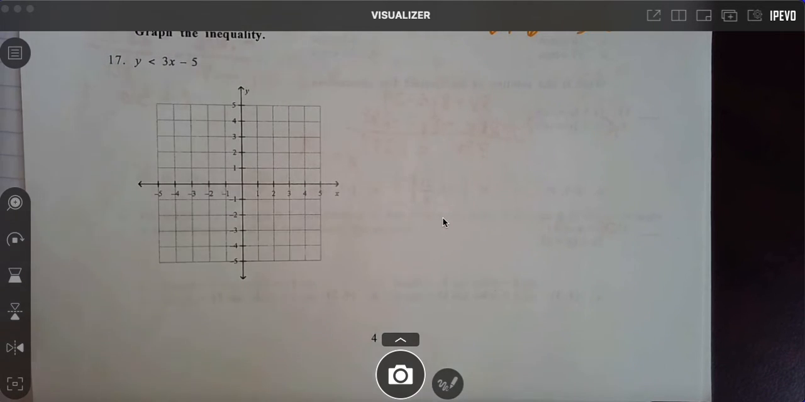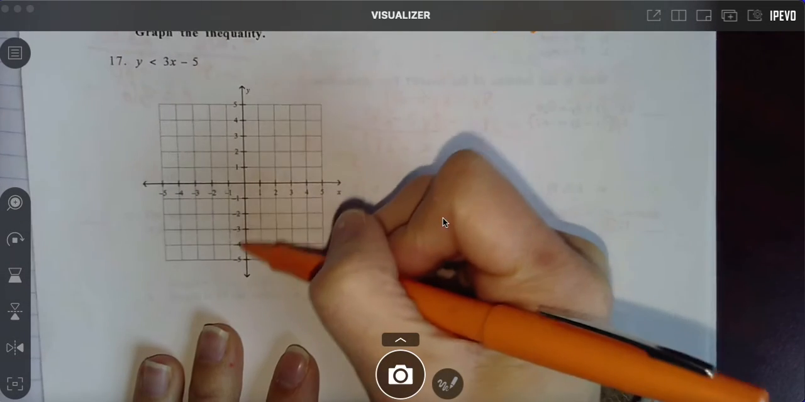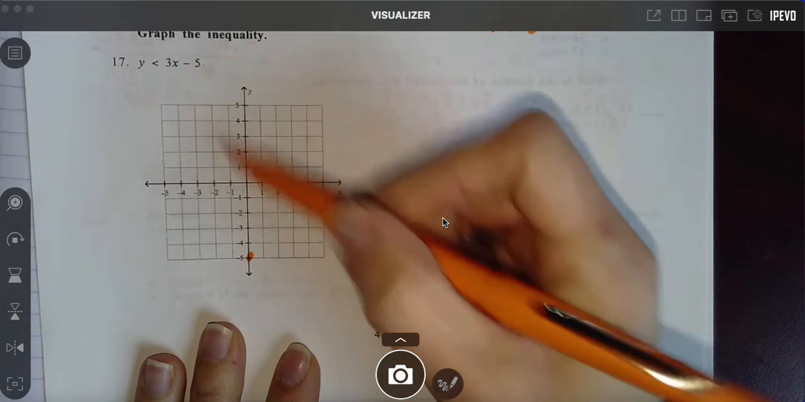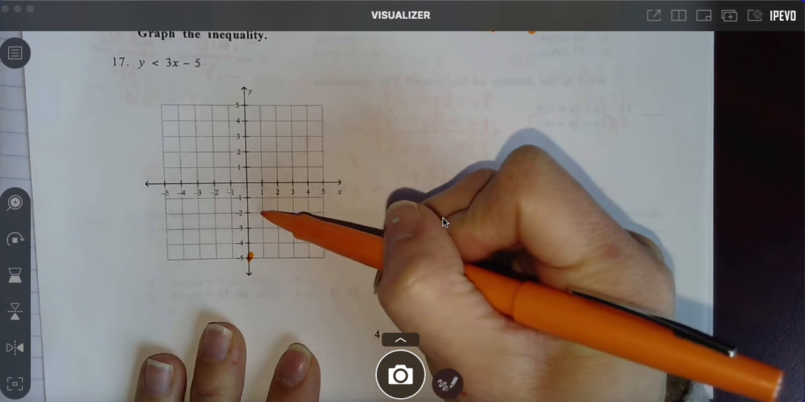Y'all, when you see the inequality sign, it means you shade. If it's an equal to sign, like the first problem, you're not going to shade. When it's inequality, you shade. Every year, somebody gets half their points marked off on this one because they do not shade. So I'm going to go down 5. And then from there, I go up 3 and over 1. 1, 2, 3, and over 1.